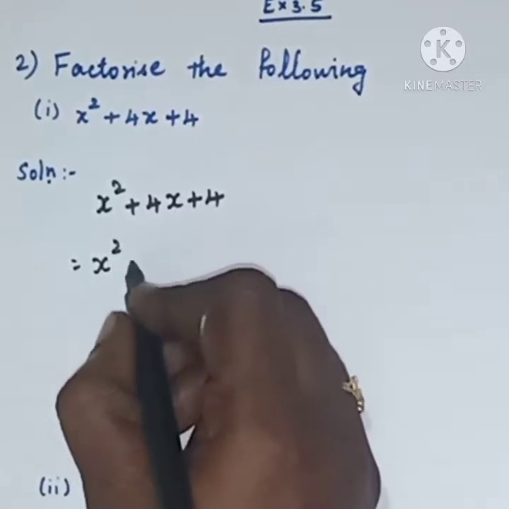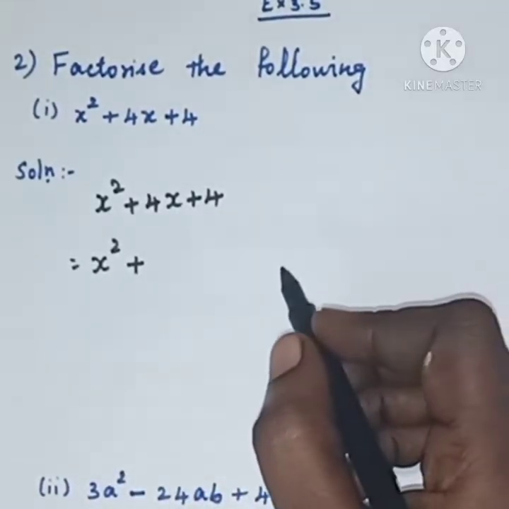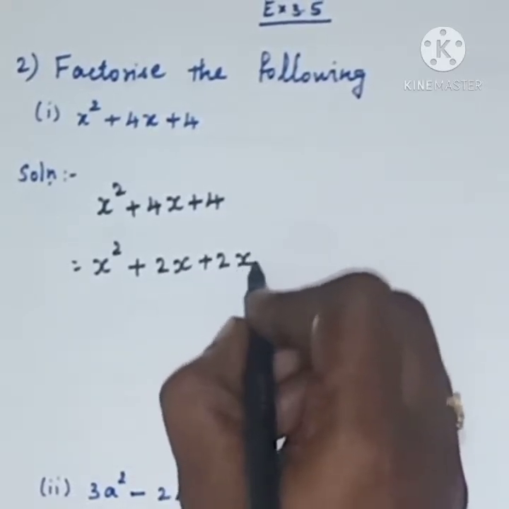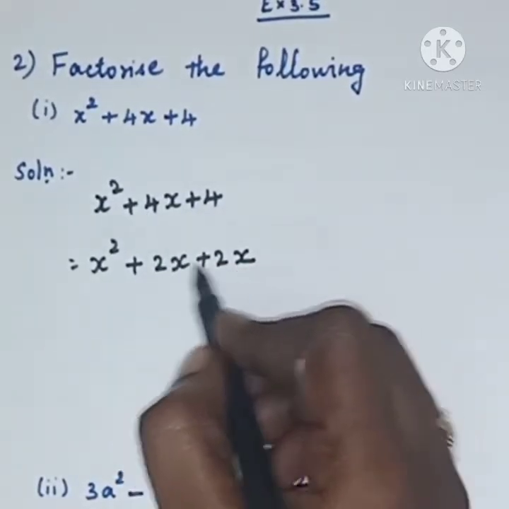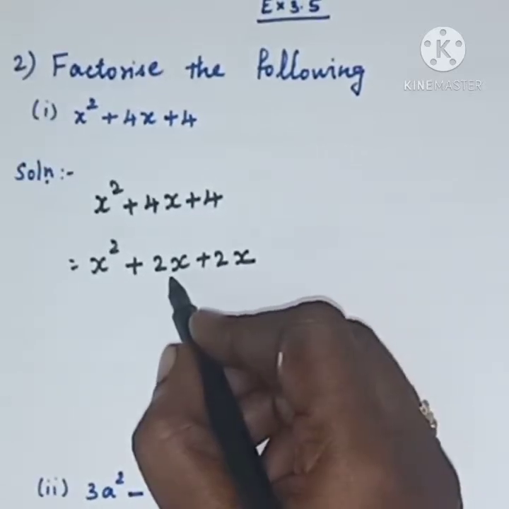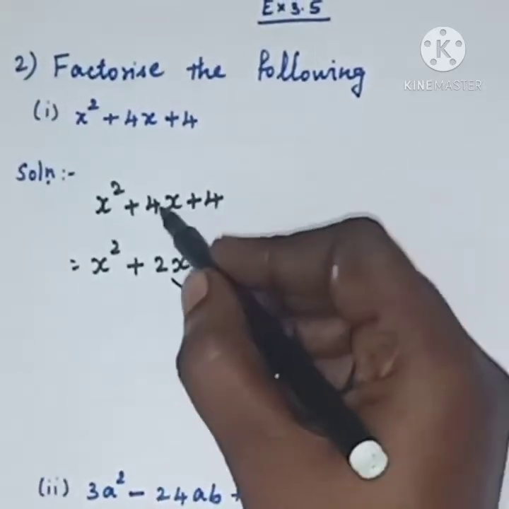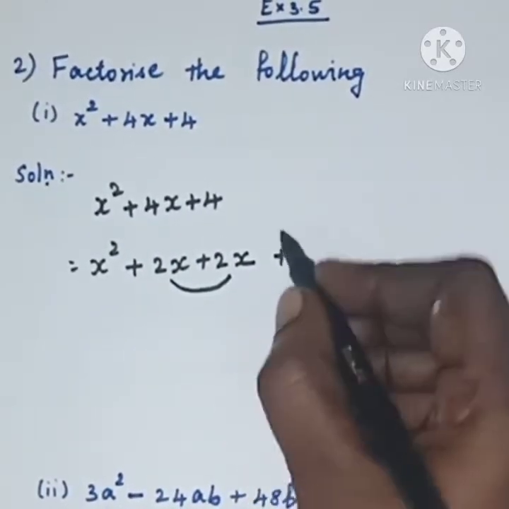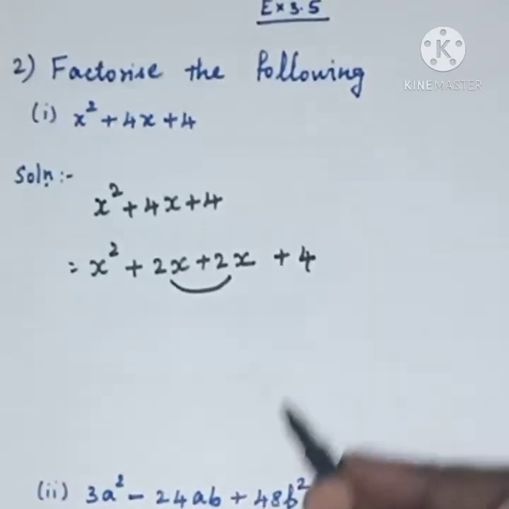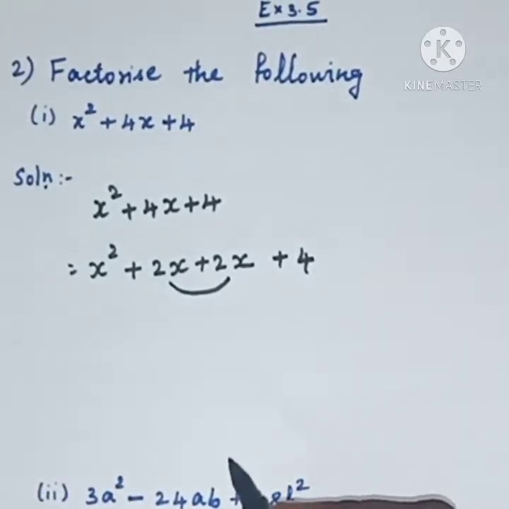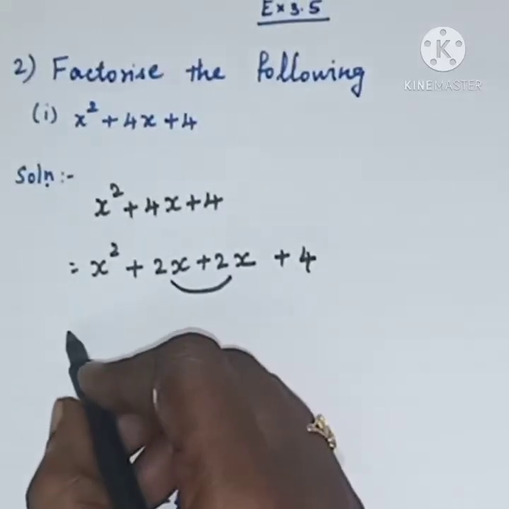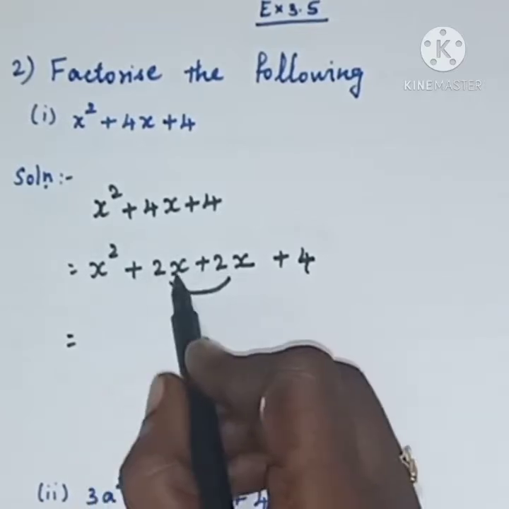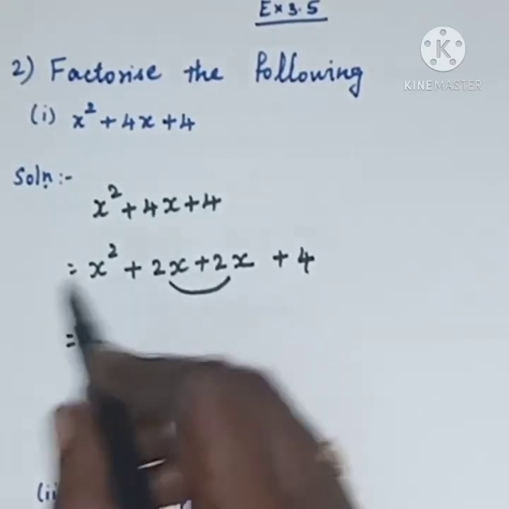which is equal to x square plus, this 4x can be split into 2x plus 2x. 4x can be written as 2x plus 2x. So adding these 2 terms, we will get that 4x. 2x plus 2x is 4x, plus the last term 4. So write that term as it is. So here we have now 4 terms. So take the first 2 terms.